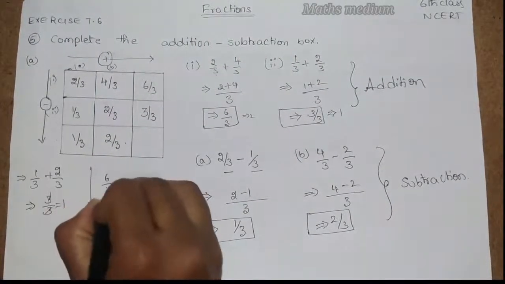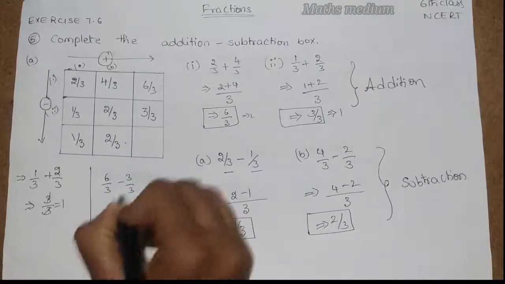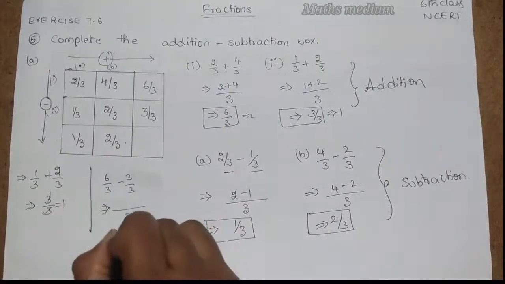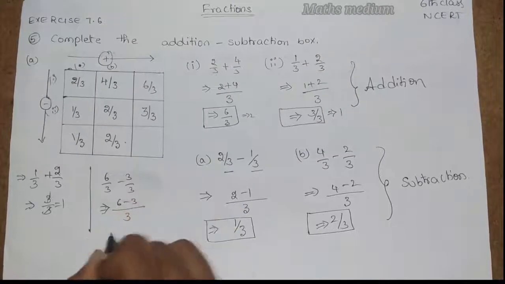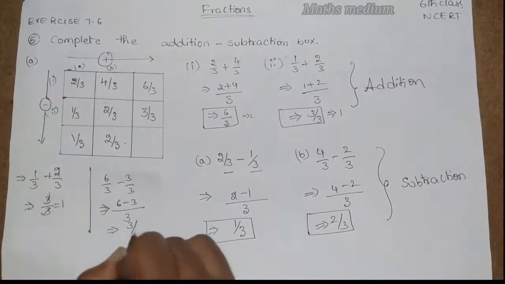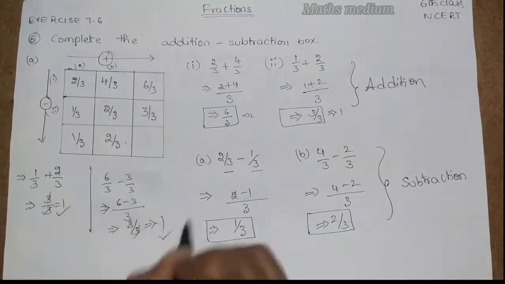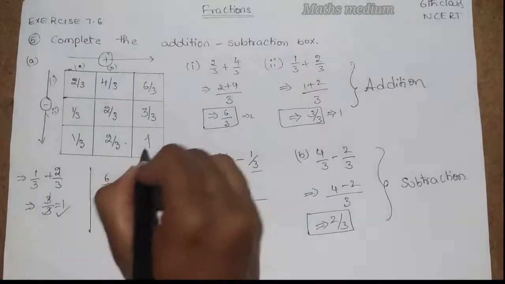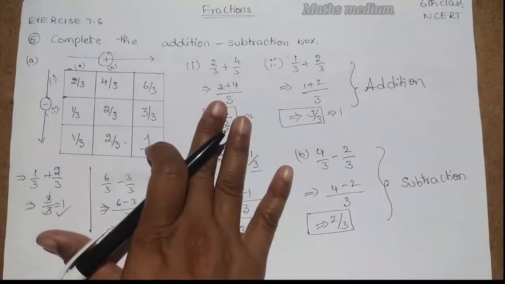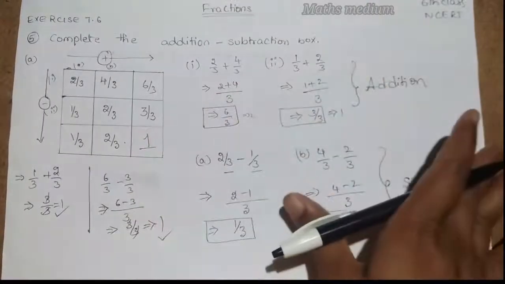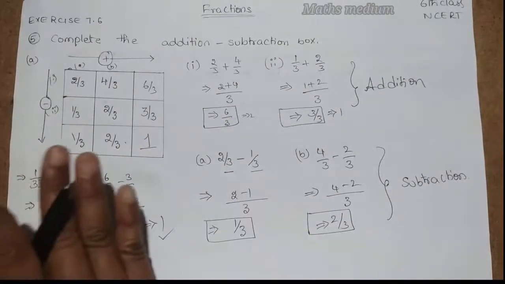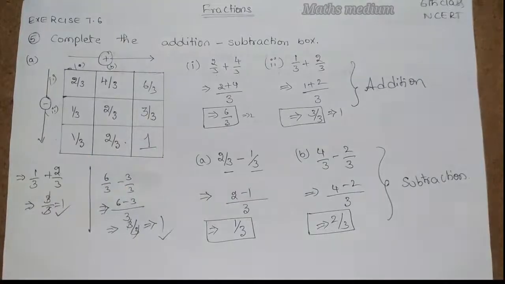So 6 by 3 minus 3 by 3. These two have the same denominator. So 6 minus 3, here we have 3 by 3. These two get cancelled. We get 1. See here and here we get the answer 1. So this is the 1. We solved the riddle with the help of addition and subtraction on the given statement of this riddle. I hope you understand this session.